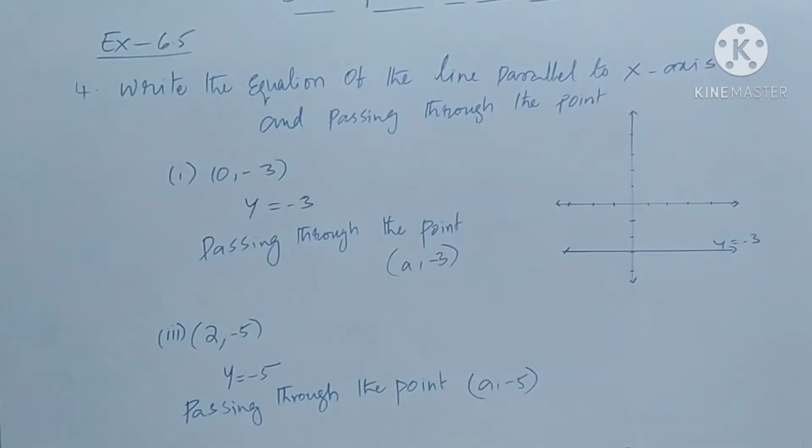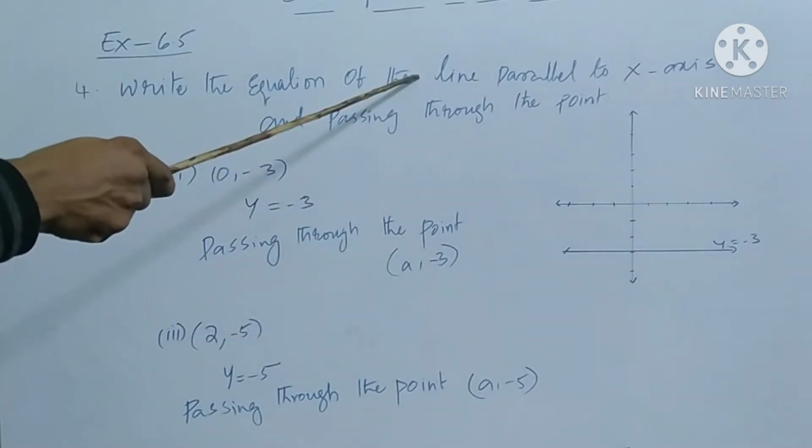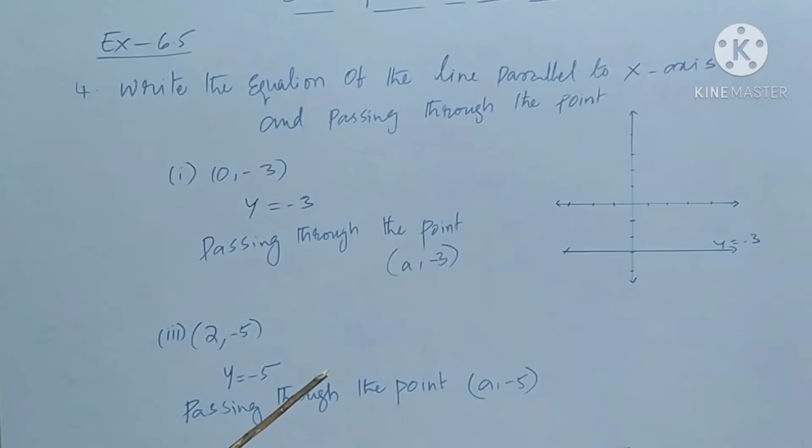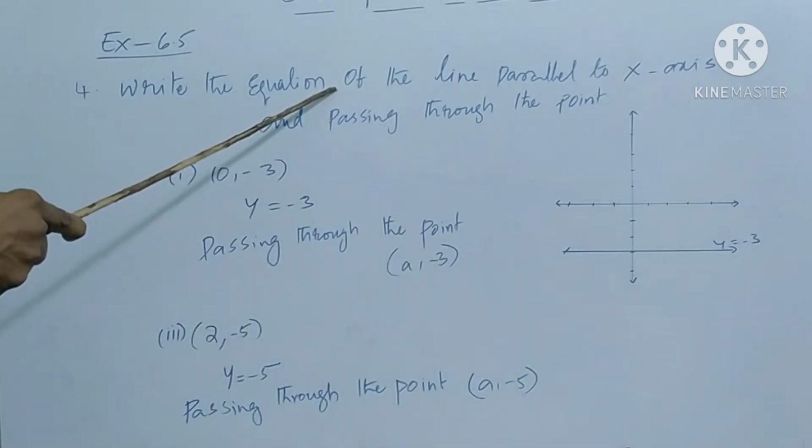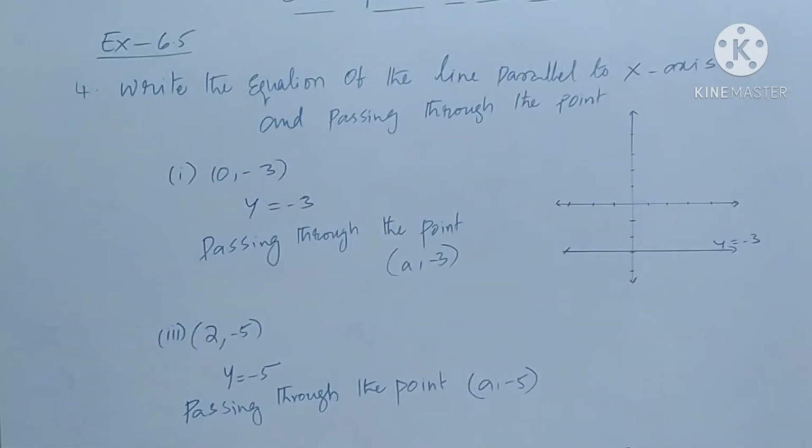Here our third one, 2 comma minus 5. The line is parallel to the x-axis means for any value of x, y is a constant. So the equation becomes y is equal to minus 5. This is the equation. Passing through the point means a comma minus 5. Once again I repeat, the line parallel to the x-axis means for any value of x, y is a constant term. So the equation becomes y is equal to minus 5, and the line passes through the point a comma minus 5.